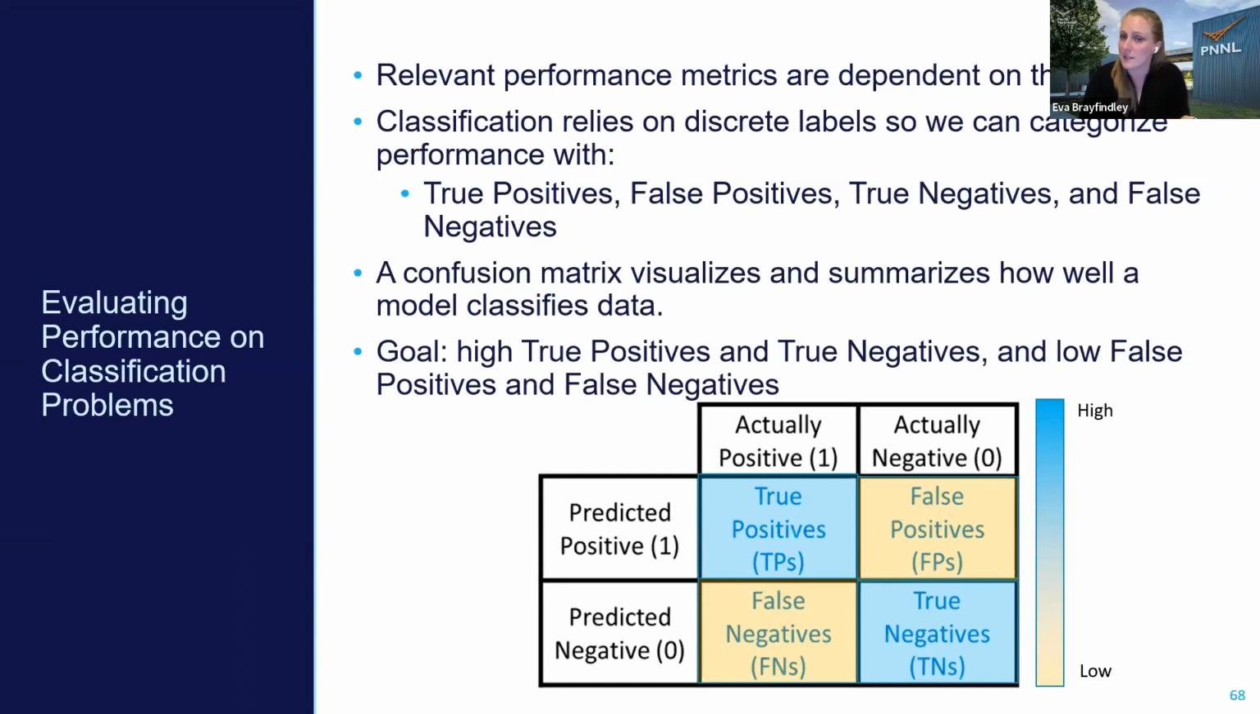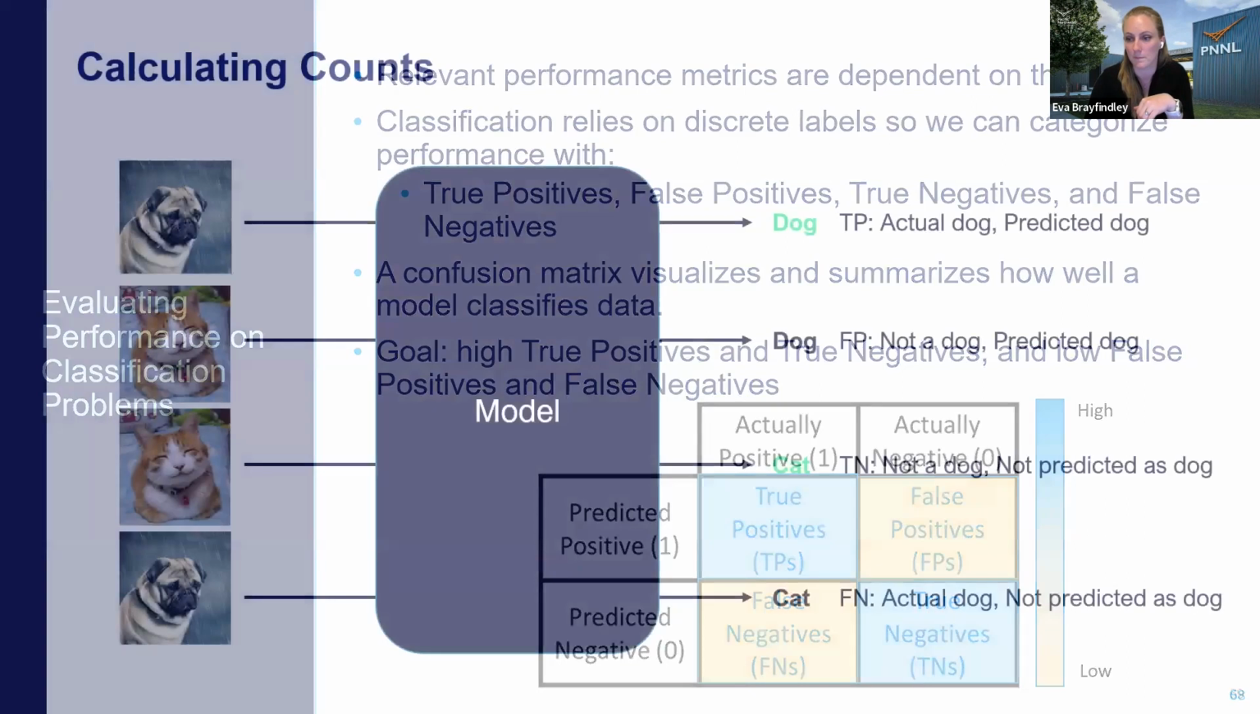This is just one representation of showing some of these numbers, and you'll see this a lot when you look at machine learning papers. You'll see confusion matrices come up. The goal is a really high true positive and a high true negative, and then a low false positive and false negative. So those blue boxes, you want to be high, and the yellow boxes, you want to be low.